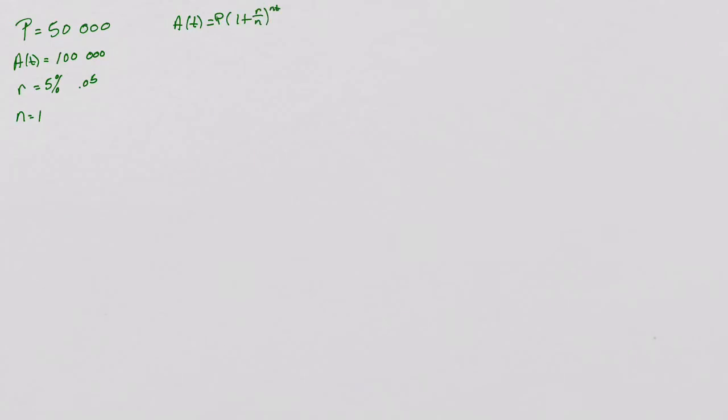We're going to plug everything in. We know my A of t, that is 100,000. We know my p, that is 50,000, times 1 plus my rate, 0.05. My n is 1. And of course, 1 times t. We don't know what t is yet. Here, we'll just kind of clean this up. I'm going to divide by 50,000, so I'm going to get 2 equals 1.05 to the power of t. Now, this is an exponential function because my variable is in the exponent.